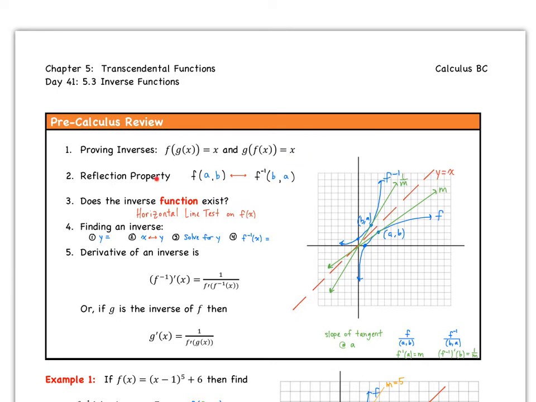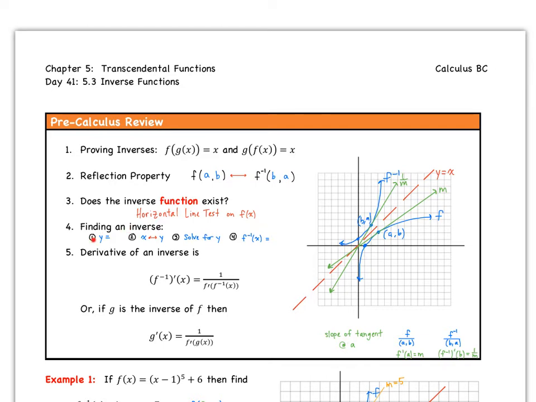Our reflection property says that if f is at the point (a, b), then f inverse is at the point (b, a). So we just flip-flop the x and y values. Does the inverse function exist? Well, we would use the horizontal line test on f. If f passes the horizontal line test, we know f inverse is a function.